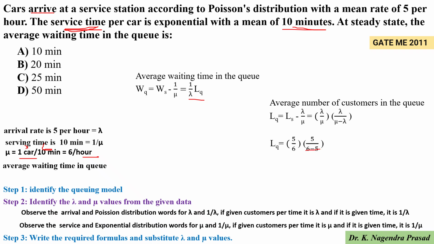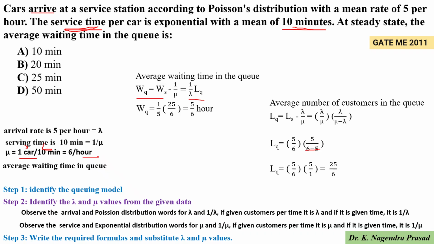It is 1 and 5. So 25 by 6. Then substitute the LQ value in the WQ equation. WQ equals 1 by 5 into 25 by 6, which is equal to 5 by 6 hour.